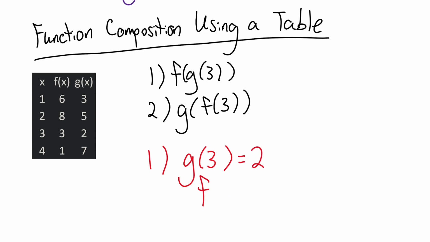So then f of g of 3 becomes f of 2. Okay, so f of 2, again, we're putting in 2 for x, so we get 8. So f of 2 is equal to 8.